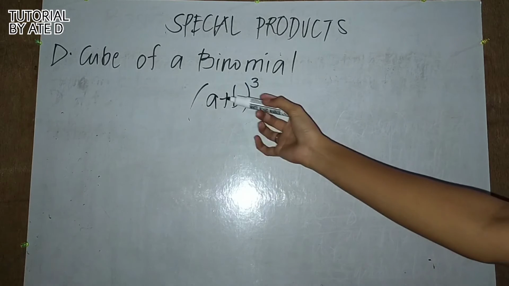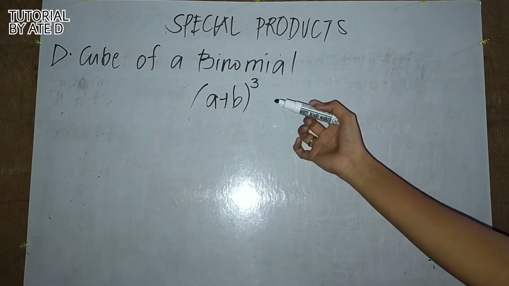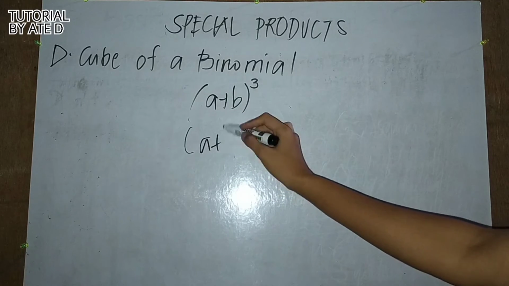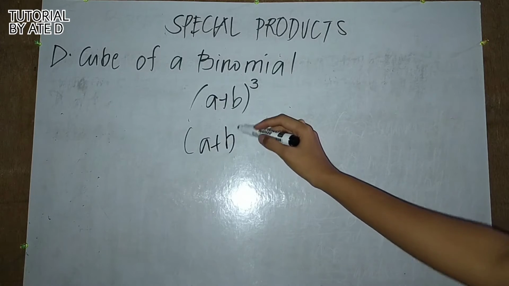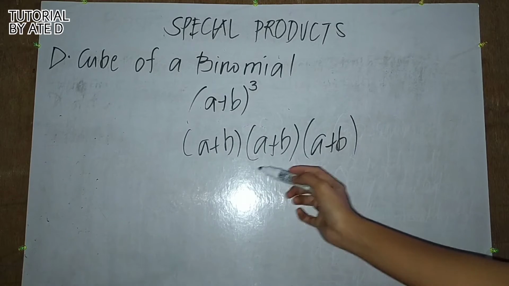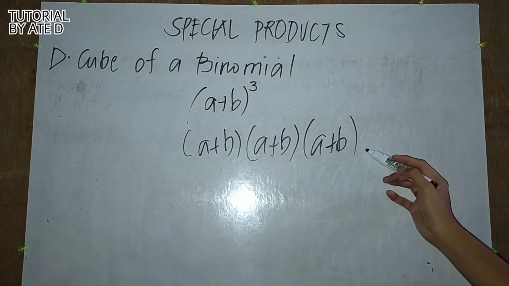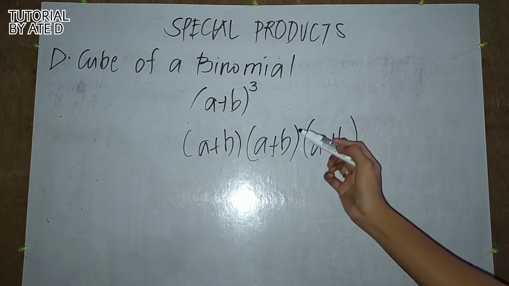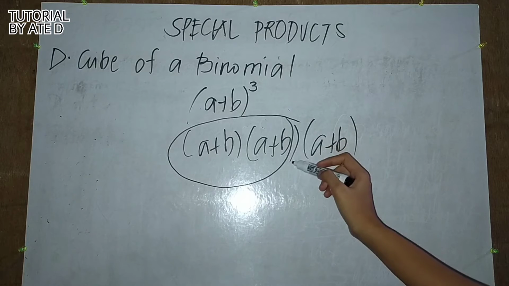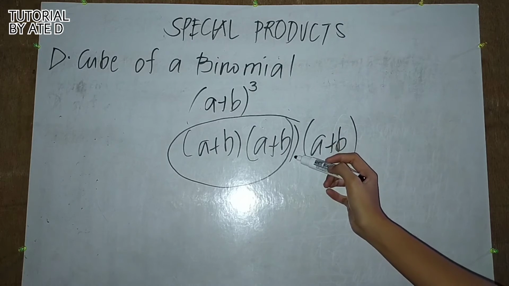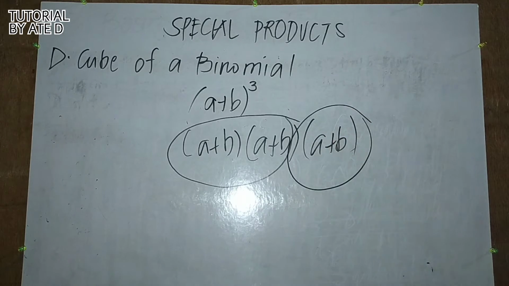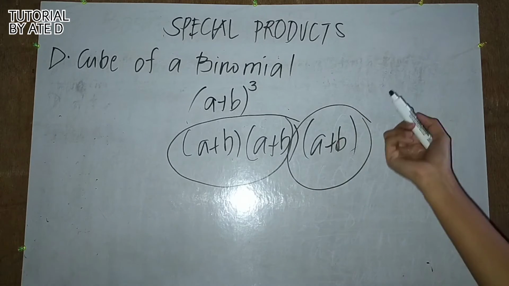So in order to solve for the product of the cube of a binomial, kailangan mo munang hanapin ang square nito. Since magkakapareho lang naman na terms, in expanded form, ganito ang itsura niya. So, ang first procedure ay kailangan mong hanapin ang product muna nito at saka mo pwedeng i-multiply dito. And that will give us the cube of a binomial.